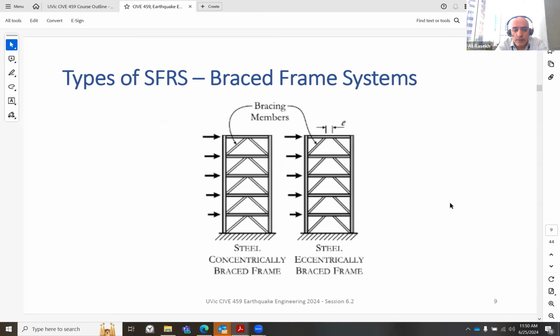Brace frame systems could be concentric or eccentric. Concentric means that these two braces are almost meeting at one location. This is like a chevron type, but they are concentric. They are meeting each other at one location. And these ones are eccentric, meaning there is a distance, a shear panel in a way, where they don't really meet each other on the structure. They are separate from each other. They are eccentric.